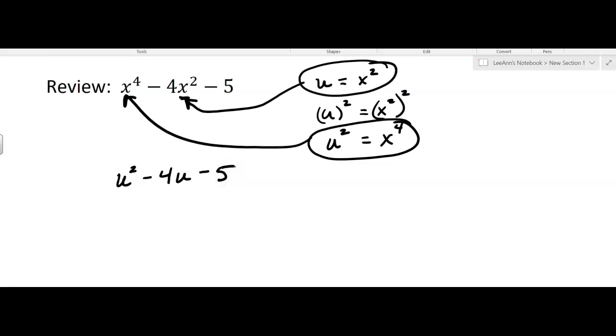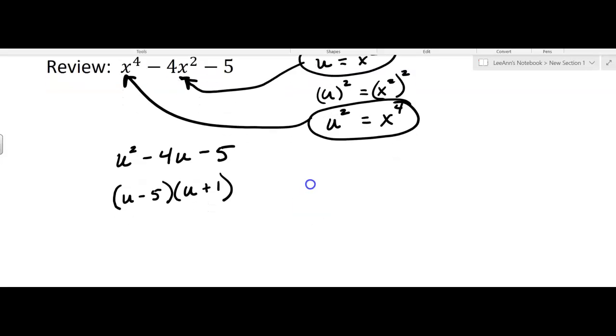Now it looks like a quadratic polynomial, and that we can try to factor. And it does factor, and in fact, if we couldn't factor it, we could use the quadratic formula or completing the square or the square root principle, but this one is going to factor. So I can factor it into u minus 5 and u plus 1. And that's how the polynomial factors.